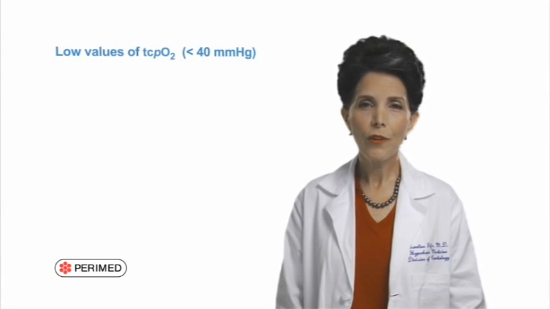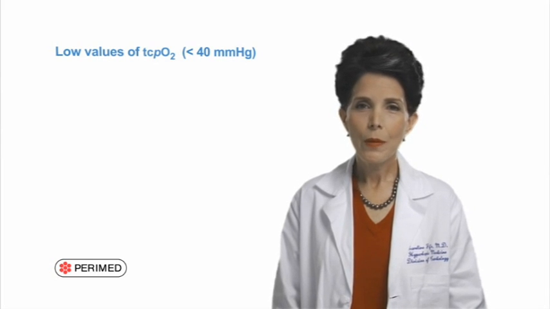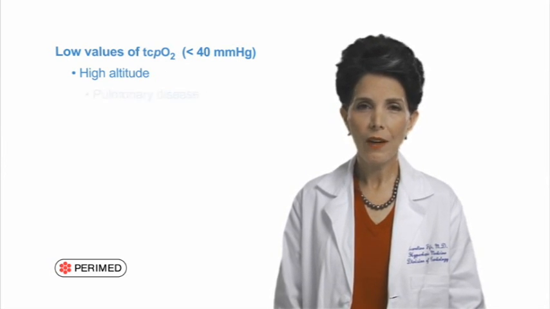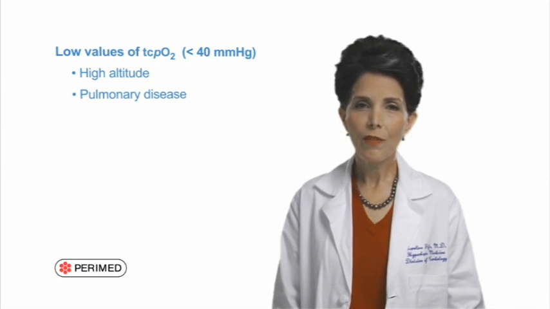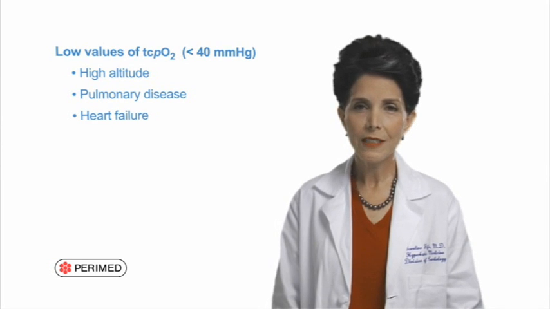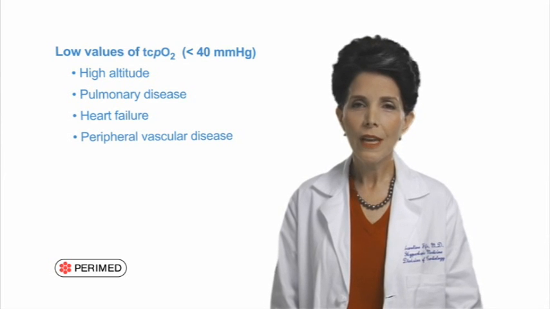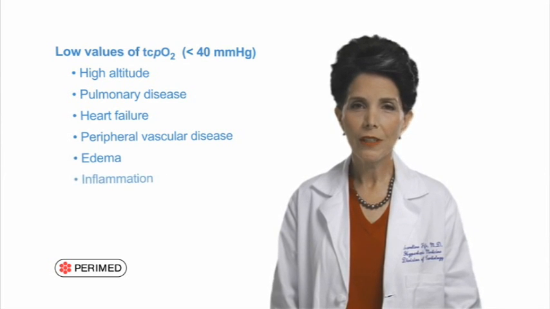But it is important to know that a low value could have other causes besides vascular disease. For example, the patient's inspired PO2 could be low, perhaps because they live at altitude, or their arterial PO2 could be low due to pulmonary disease. They might have a poor oxygen delivery mechanism due to heart failure or peripheral vascular disease. Or lastly, they may have a barrier to oxygen diffusion to the electrode due to edema or inflammation.